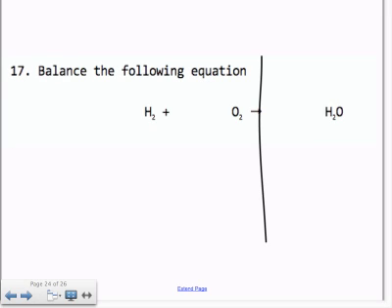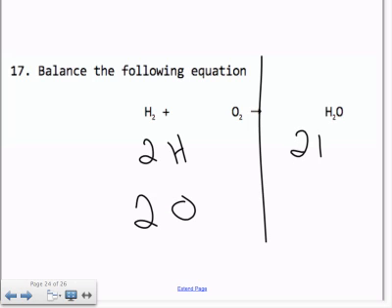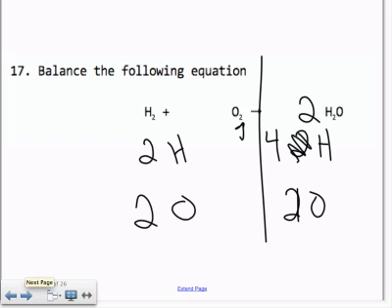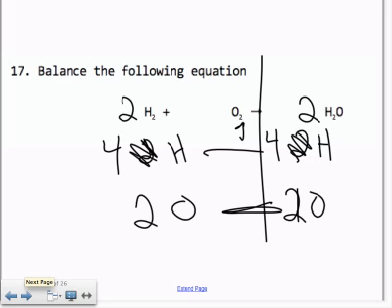Balance the following equation. Well, on the left-hand side, we have 2 hydrogen and we have 2 oxygen. On the right side, we have 2 hydrogen and we have 1 oxygen. Since I can't change the 2 on the oxygen, let's start by putting a 2 in front of the H2O. Well, that gives me 4 hydrogens and 2 oxygens. That balances the oxygens. Hydrogens are now out of balance, but if I just add a 2 in front of the H2, that gives me 4 and 2 on both sides.